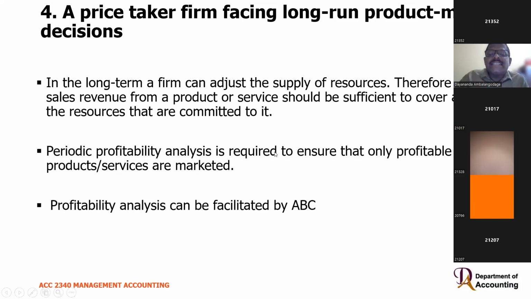Periodic profitability analysis is required to ensure there is no problem. So under a price taker firm facing a long-run product mix, we use profitability analysis techniques. The profitability analysis technique is used for the product mix decision. Profitability analysis can be facilitated by, again, activity-based costing. I think you can remember activity-based costing, what we discussed.